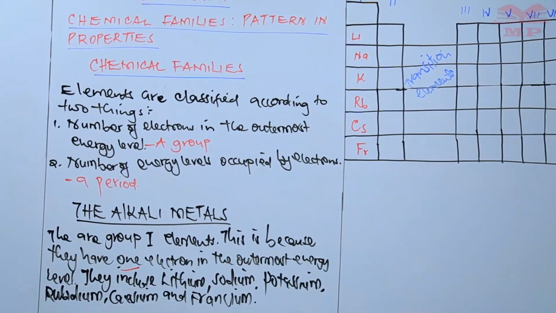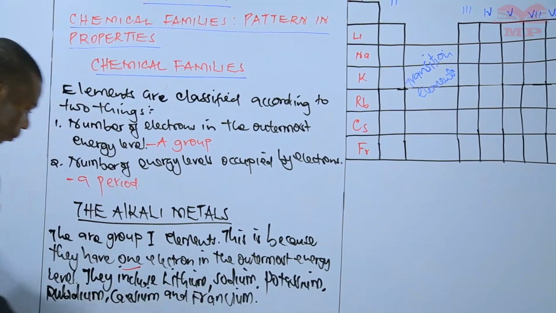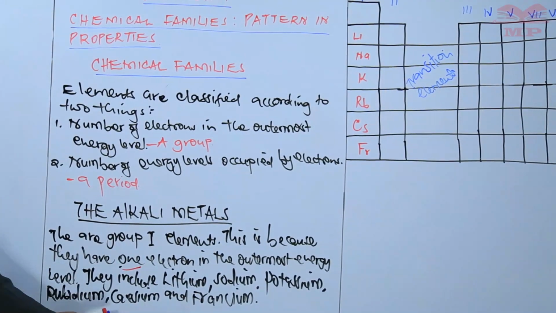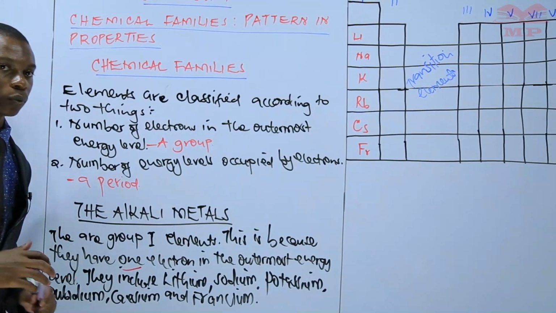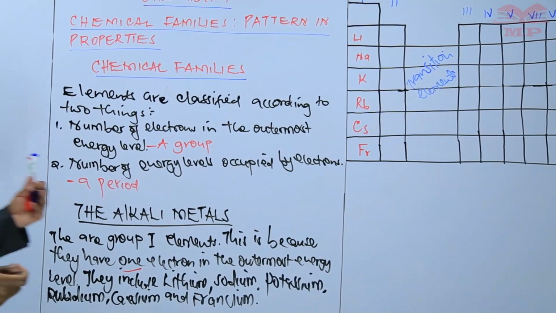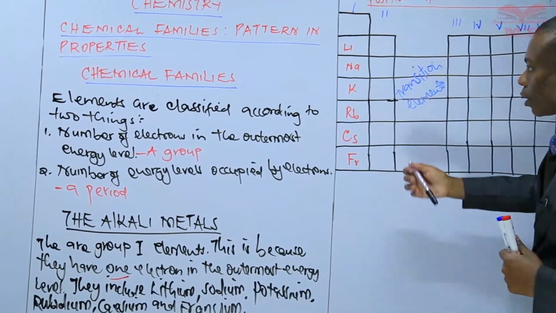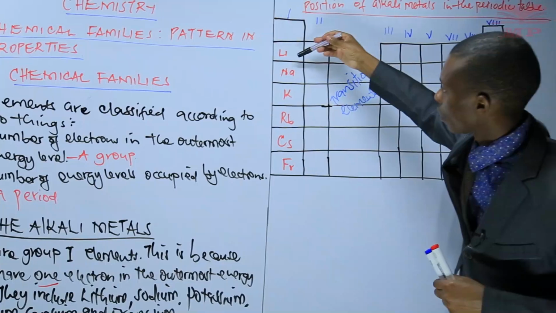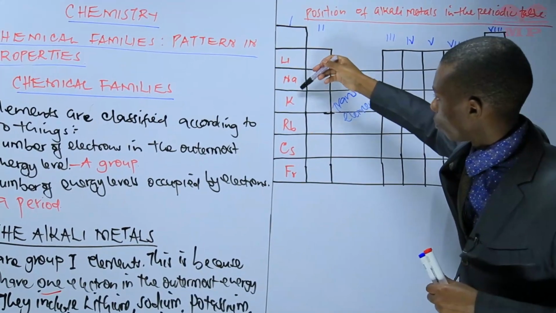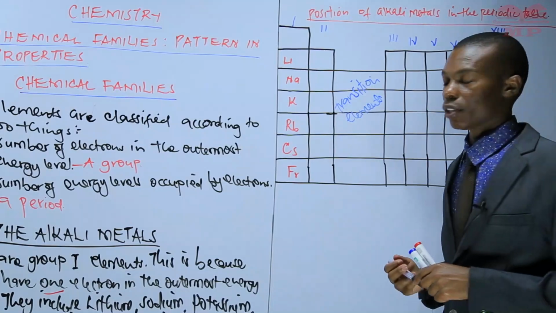the group 1 elements: lithium, sodium, potassium, rubidium, calcium, and francium. Those are the elements found in group number 1. This is how they appear in the periodic table: the first one is lithium, sodium, potassium, rubidium, calcium, and lastly, francium.